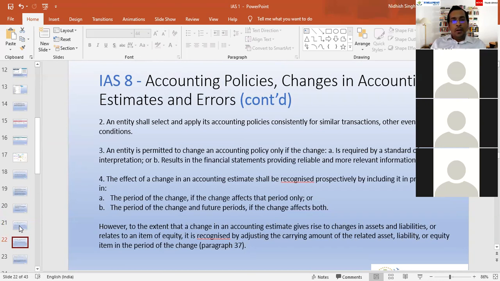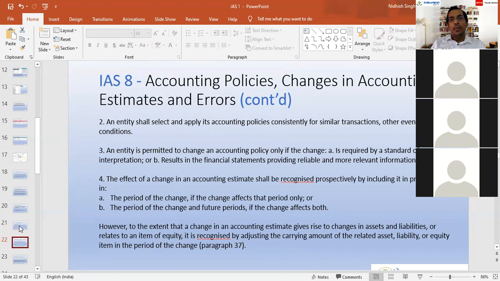Consistency. We have talked about this as a framework in IAS 1. Consistency is the key. Accounting policy cannot drastically change. Let's take an example. Actually, it cannot change. Not only drastically, it cannot change.